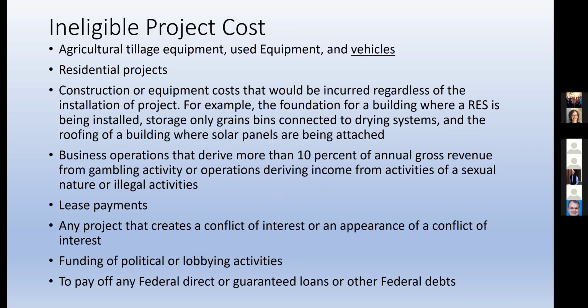Ineligible costs include agricultural tillage equipment, used equipment for straight agricultural purposes, and vehicles, as Chuck pointed out. Even though you would think an electric vehicle should fit, it is ineligible. Residential projects are ineligible, and this is a point I think I tried to make earlier. Also ineligible are construction or equipment costs that would be incurred regardless of the installation of the project. For example, the foundation for a building where a new energy system is being installed, like storage-only grain bins connected to the drying system.